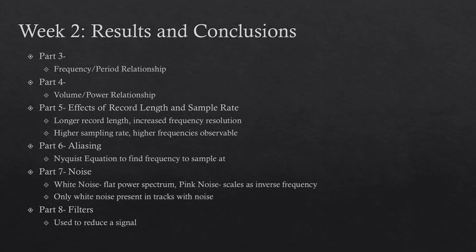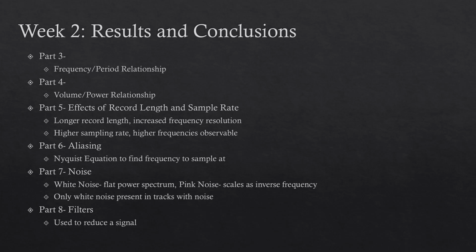So we found that frequency is the inverse of period, and that as you increase the volume, you increase the power, and vice versa. Also, that a longer record length means that you have an increased frequency resolution, and a higher sampling rate allows you to see higher frequencies. We also looked at aliasing and noted that you must use the Nyquist equation to find the optimal frequency to sample at, which is 2 times your highest frequency.